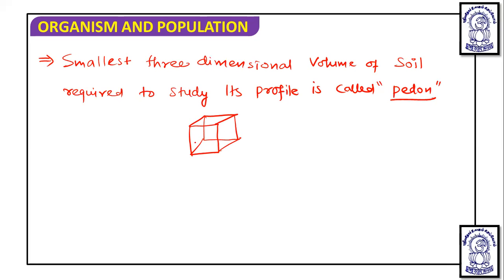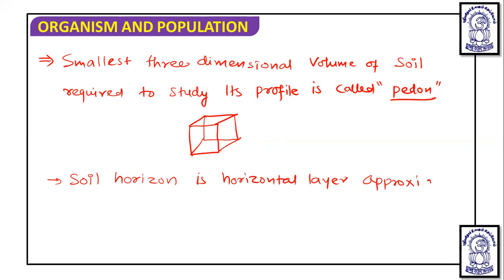Most soils possess 3 to 4 horizons and a number of sub-horizons. So what is a soil horizon? A soil horizon is a horizontal layer approximately parallel to the soil surface.